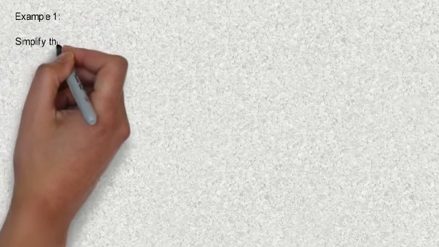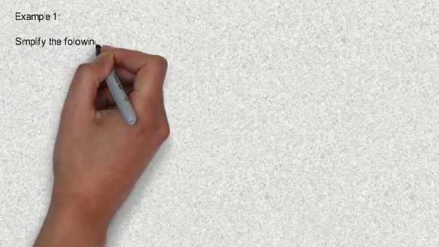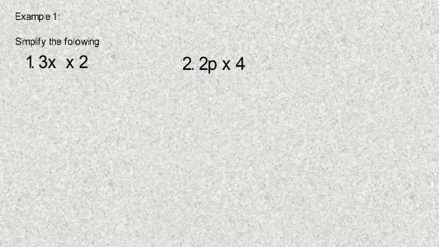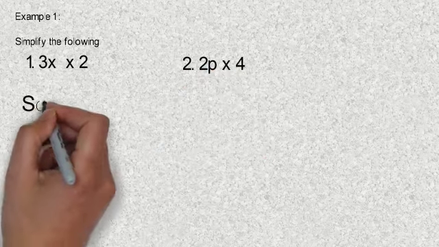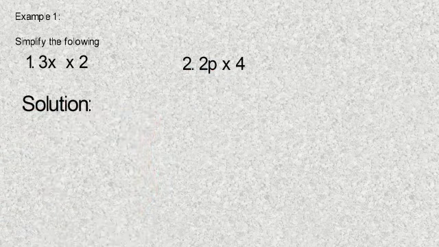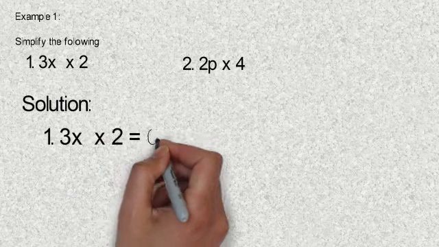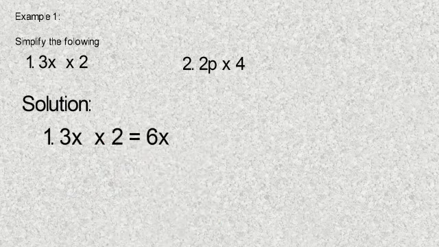Example 1 says, simplify the following. 1. 3x multiplied by 2. 2. 2p multiplied by 4. So how do we solve this? Here we have both 3x and 2 multiplying each other. So what is 3x multiplied by 2? This is equal to 6x.